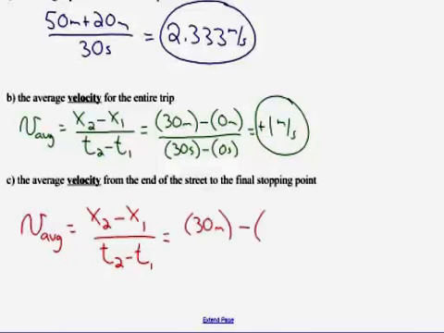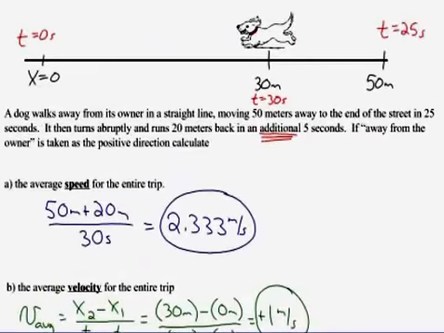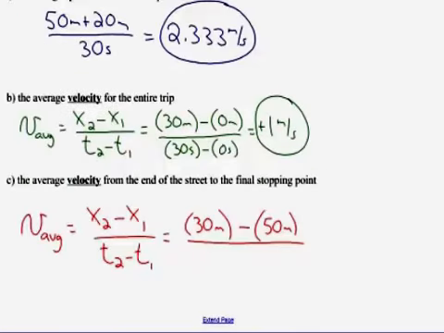My starting point, the end of the street, is a position of 50 meters. And then with my times, my final time t2 is the stopwatch reading when he is at the position of 30 meters, which is 30 seconds. But my t1 is the stopwatch reading when he is at 50 meters, which is 25 seconds. So this is 30 seconds minus 25 seconds. This is that 5 additional second interval when he ran back towards his owner.